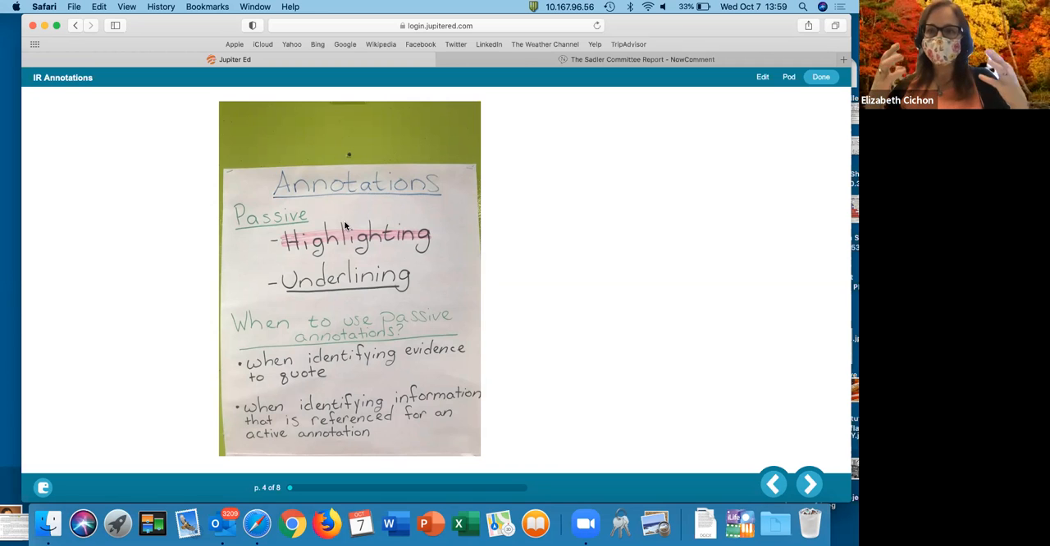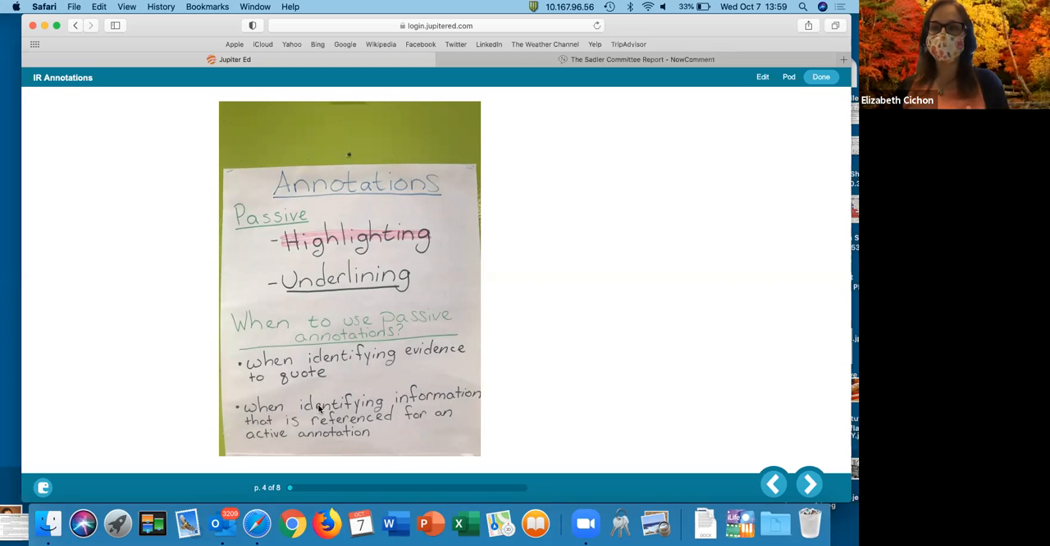Highlighting and underlining can be useful in limited circumstances, but they're passive types of annotations. When you highlight something, when you underline it, it has two main purposes. Highlight something if you read a document and you're like, yes, I want to use that quote. I want to put that into my essay, right? It makes it easy to find the quote. Highlight that. When you need to identify what piece of text you are actively annotating, highlight, underline.